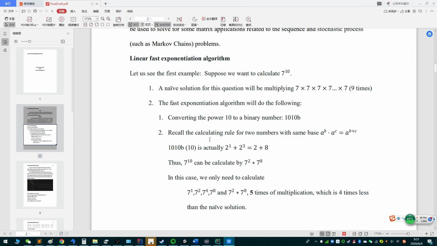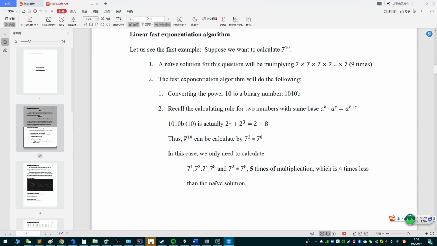And now let's recall what we learned from algebra. Let's say a to the power of b times a to the power of c will equal a to the power of b plus c. So the 10 can be divided into two numbers, which is 2 plus 8, because in the binary number this one represents 2, which is 2 to the power of 1, and this one represents 2 to the power of 3, right? And each power is 2 times, or 2 times 2, which is 4 times, or 8 times bigger than the previous one.